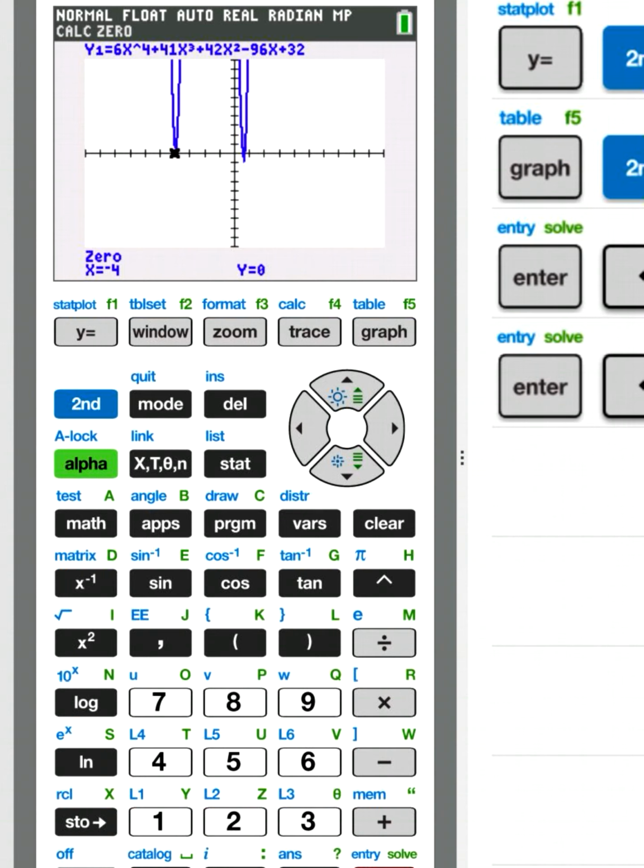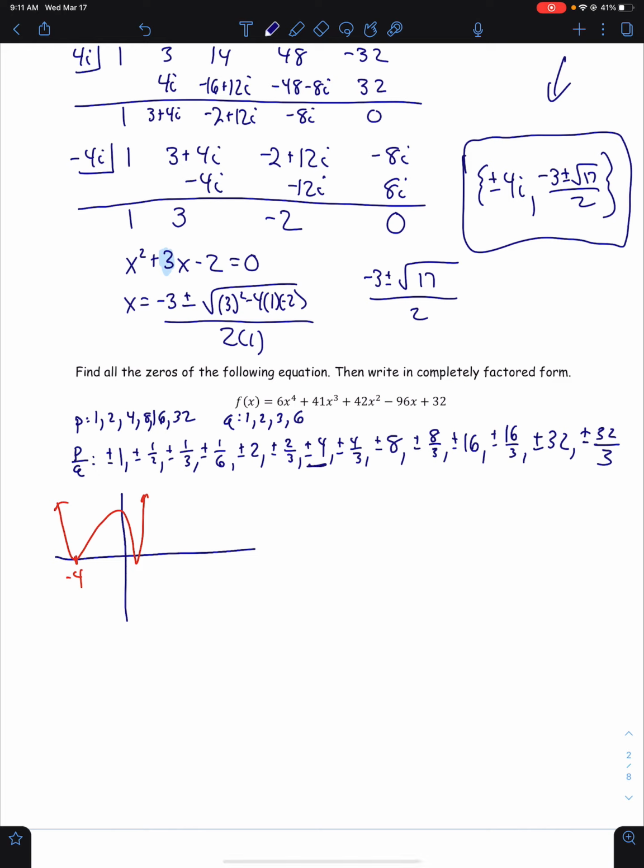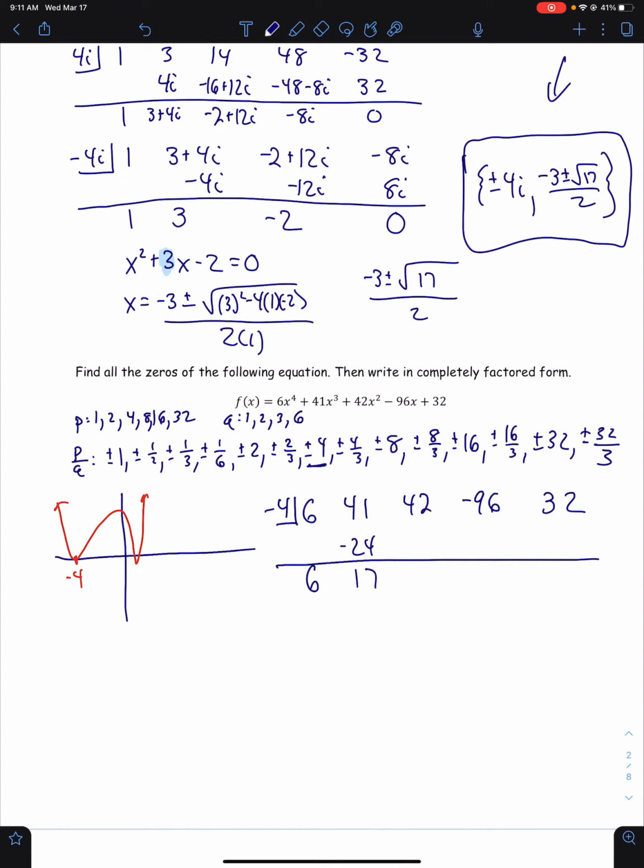So let's go back to the notes. So there's what the graph looks like that we can tell so far. So we saw -4 was a 0, so I'm going to use that -4 for synthetic division. It looks like it's bouncing, so I'm actually going to use it twice, but here we'll do it once. So -4, then list the coefficients here, and do the synthetic division here. So we drop down the 6, multiply, add, and go ahead, pause the video, and complete that synthetic division.